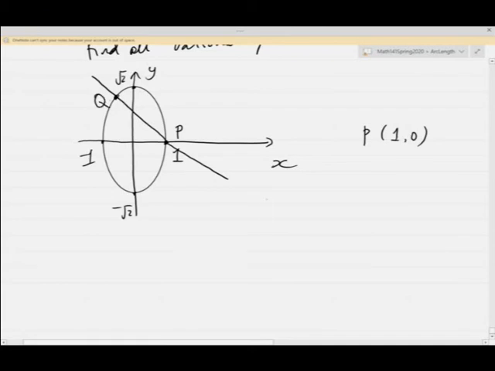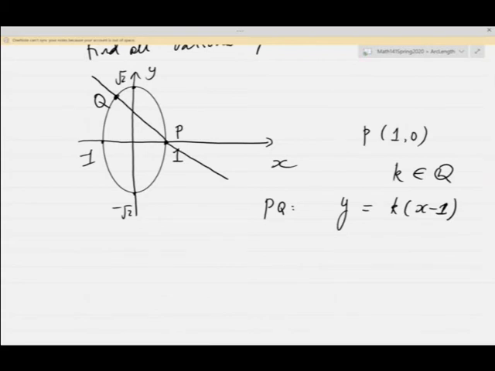So line PQ. Suppose its slope is K, so you can write down y is K times (x minus 1). When x is 1, y is 0, and the slope is K. So K is a rational number. Then the intersection Q should be a rational point.